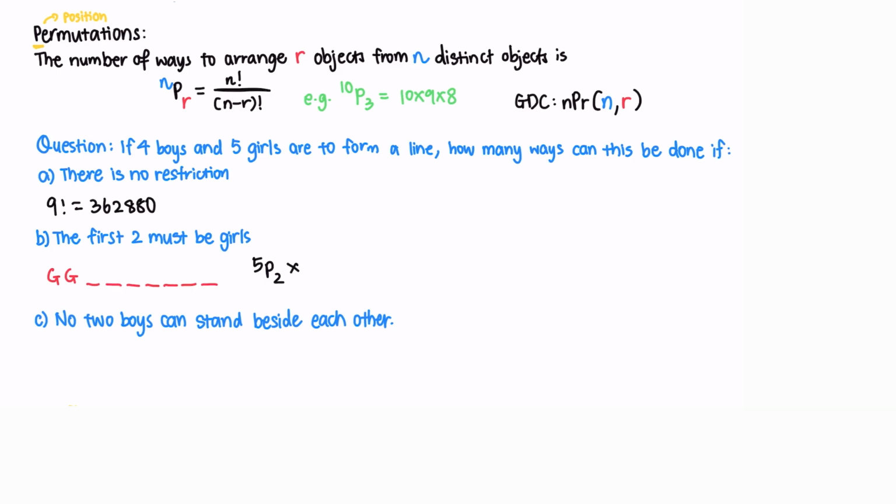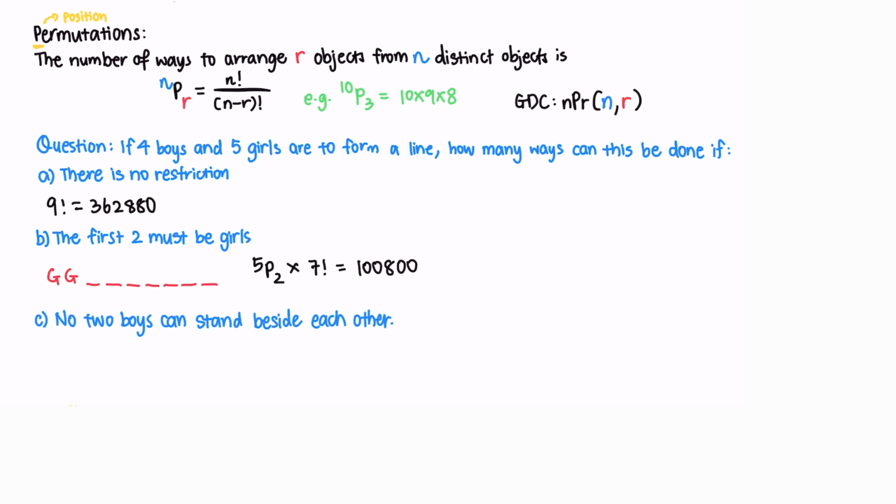And then we'll times by whatever we need to do here, which in this case, we're just arranging the 7 remaining people. So this is just times 7 factorial, which will get 100,800. And for the last one, no 2 boys can stand beside each other.